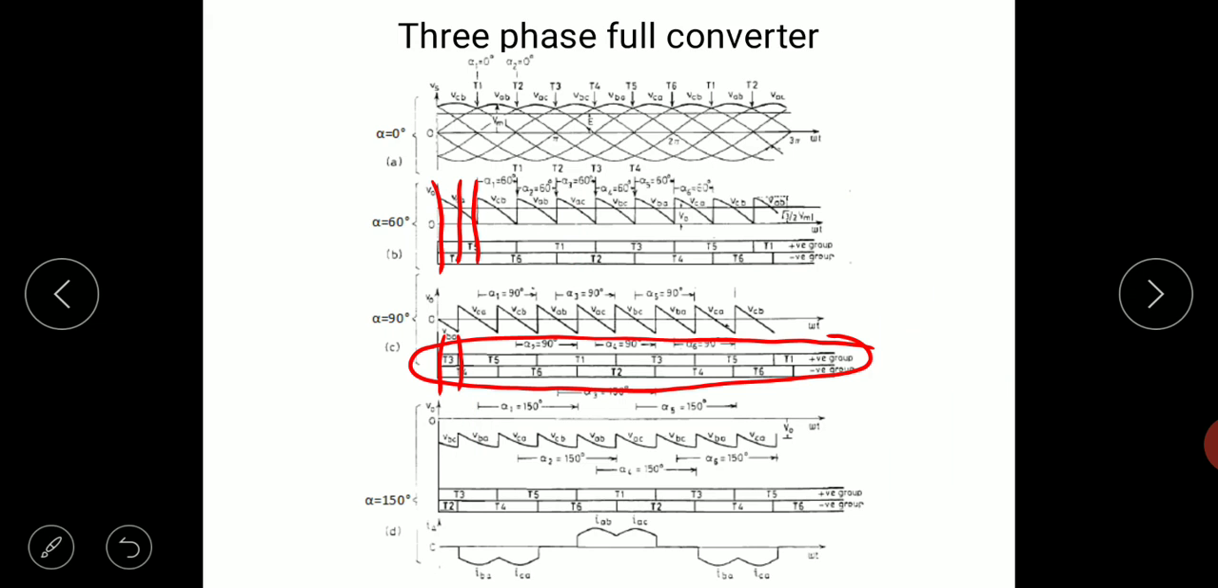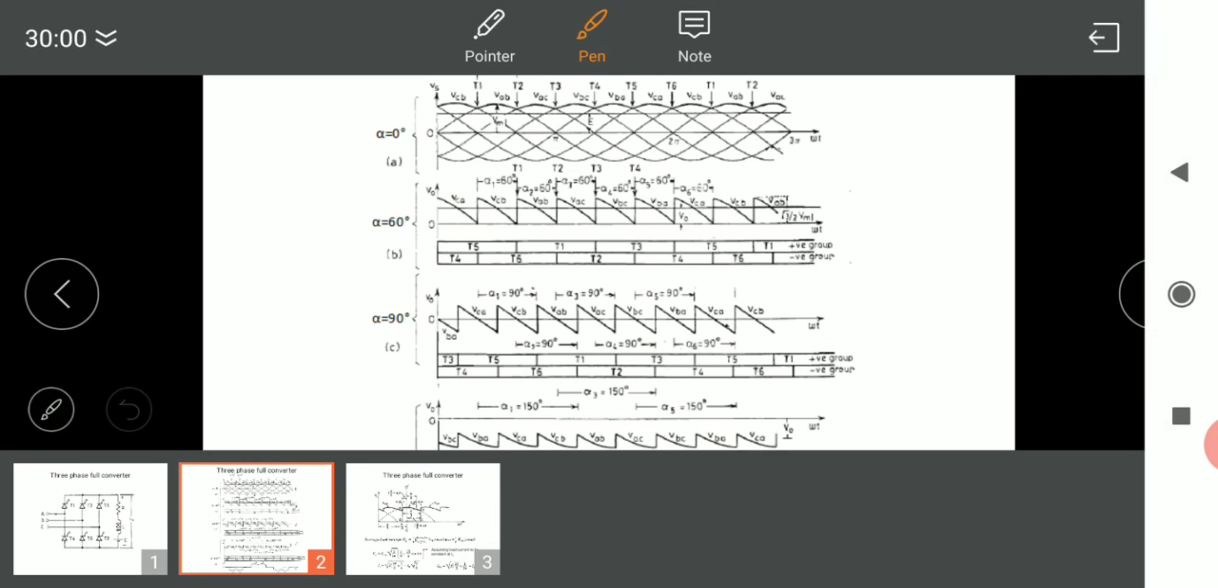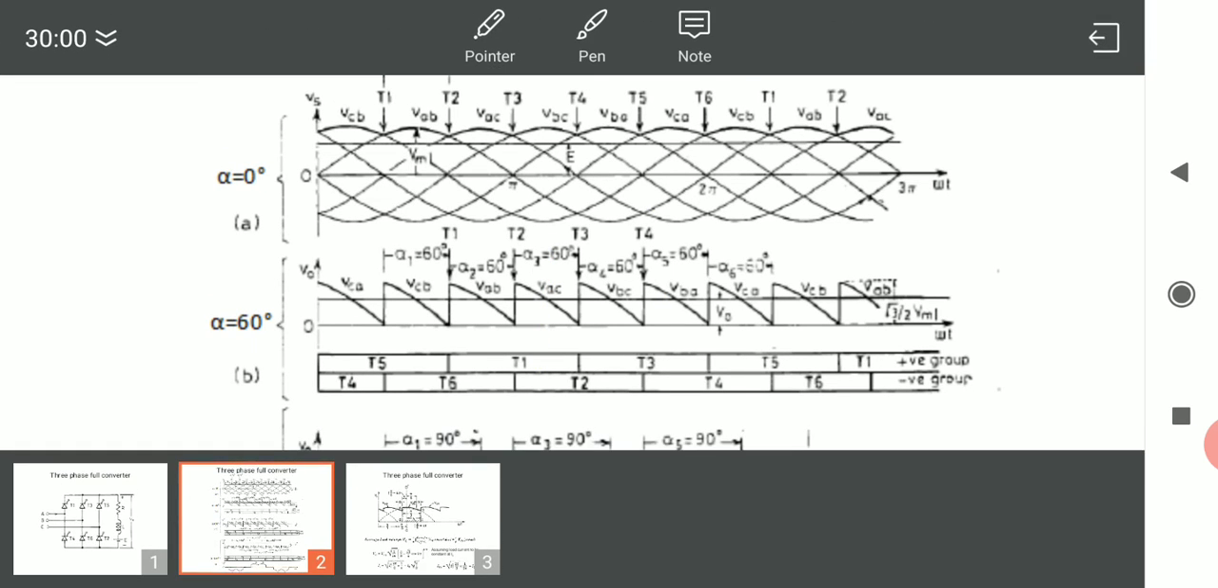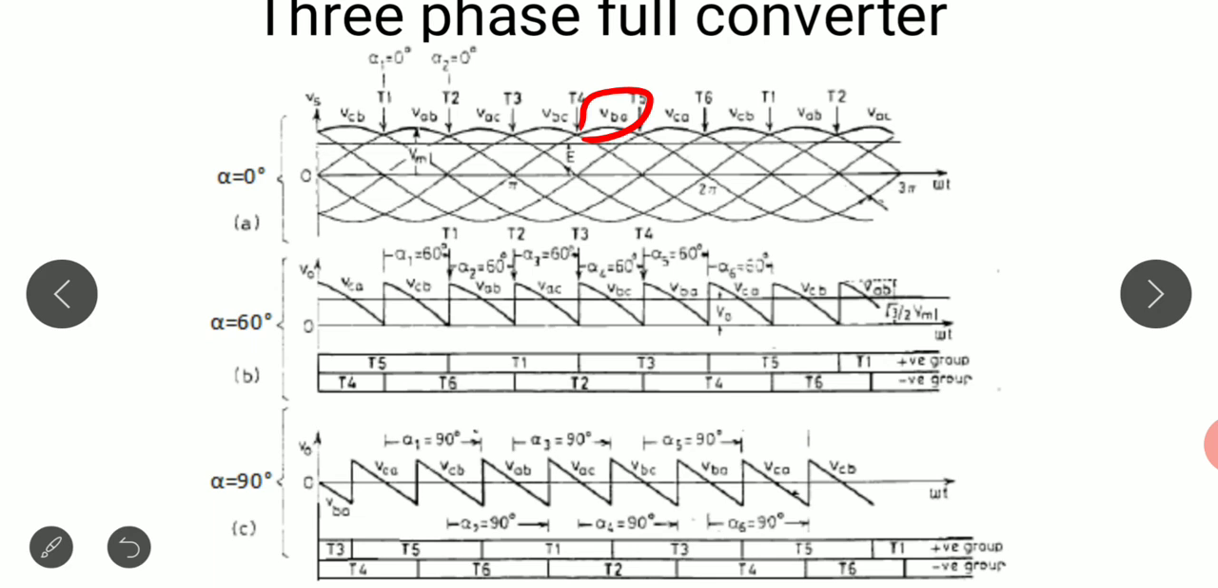VBA voltage. Now you can analyze what is VBA voltage. If we trace it, then this is VBA voltage, and for a duration of omega t is equal to 0 to 30 degree, that means in this duration 0 to 30 degree, this is VBA voltage. Likewise we can analyze for all the other steps also.